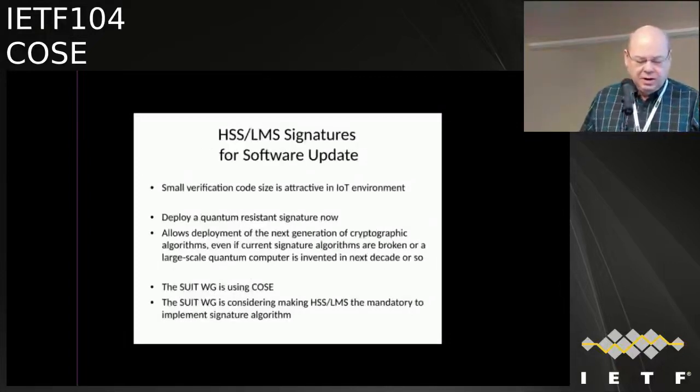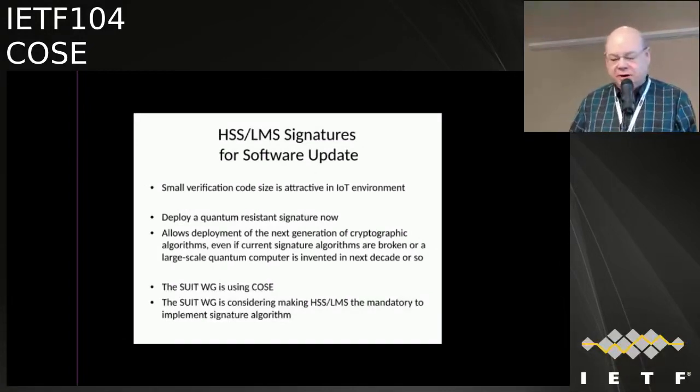So why are we caring about this? Like I said, the small verification code size is very attractive in the IoT space. Since it's quantum safe, a bunch of people are advocating that we use these now to sign firmware. That way, we have a way to deploy the code that implements the next generation of crypto in a safe way. If something comes along that makes this difficult, such as a large-scale quantum computer, we still have confidence in the software update integrity mechanism.